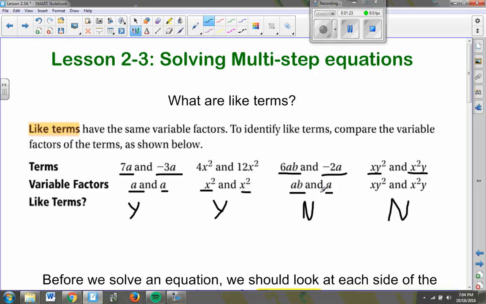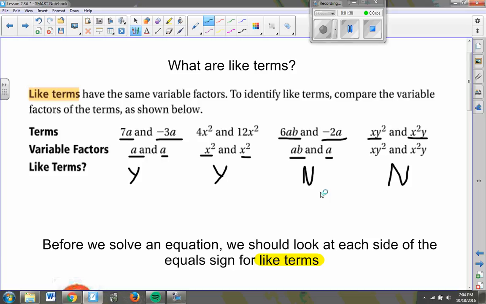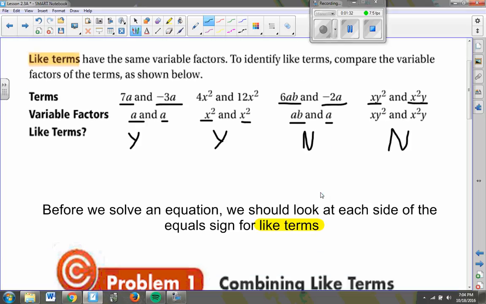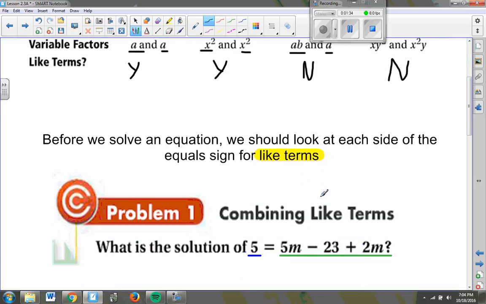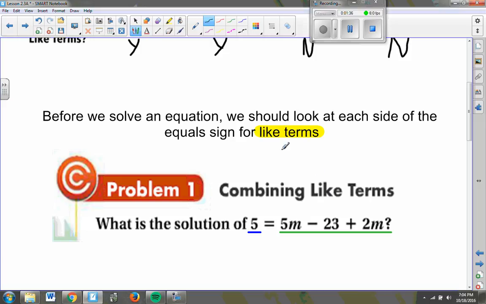Please make sure that you're aware of what like terms are, what that means, because in your practice problems tomorrow, you are going to have to combine like terms before you solve an equation. Here's what that could look like.